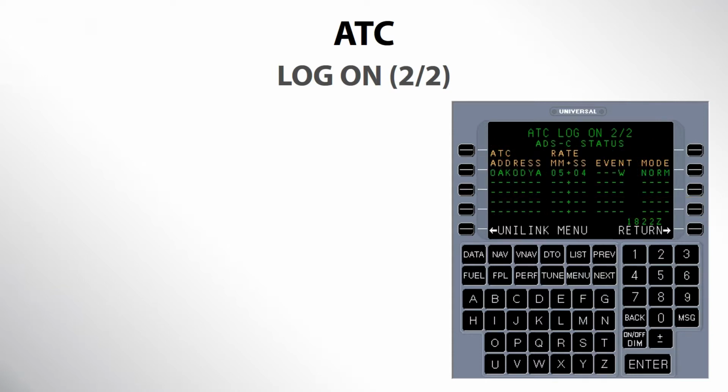ATC Log On page 2 displays addresses for up to 5 ADSC connections. The rate column will indicate the interval between successive periodic report downlinks. The mode column will indicate whether the connection is normal or emergency. The event column will indicate the type of event reporting requested by ATC.